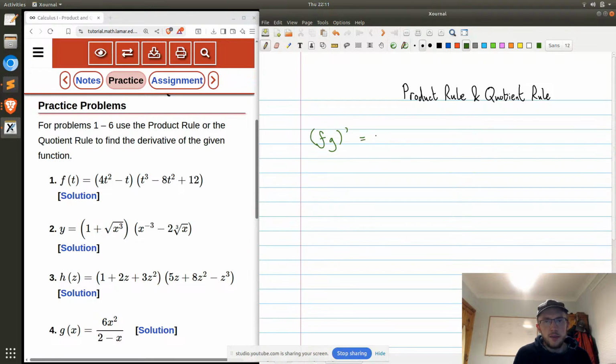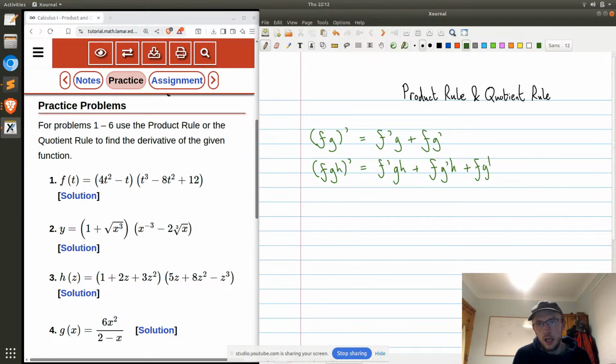The derivative of f times g, where f and g are both functions, and I'm taking the derivative of both of them with respect to their variable, is f prime g plus fg prime. Extended to the case of three functions, it's f prime gh plus fg prime h plus fgh prime. And that's the derivative of a product.